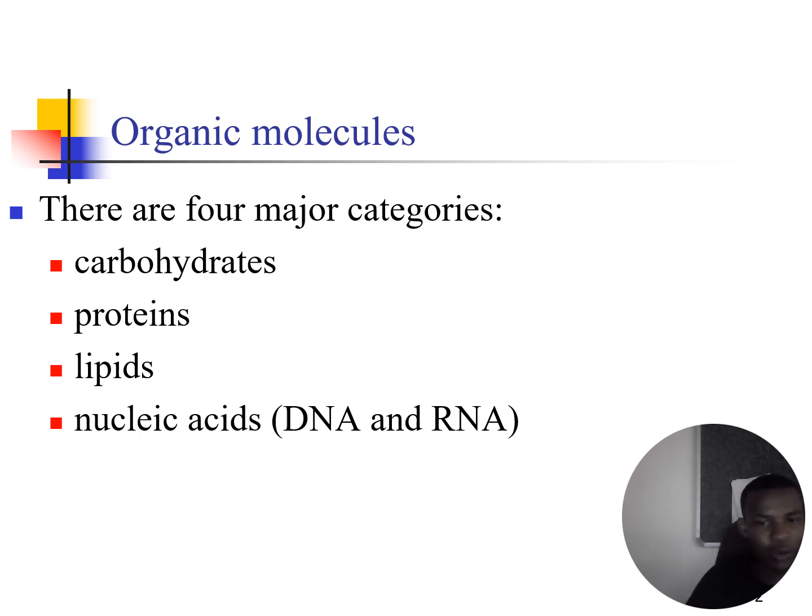Carbohydrates are known as the energy source of living things. Proteins are known for the building of a living thing. Lipids are known for insulation, and nucleic acids are known to control the genetic material, because when you see DNA, you know you are talking about genetics.